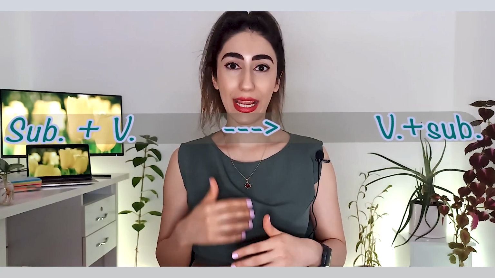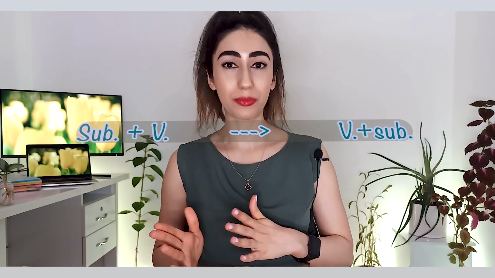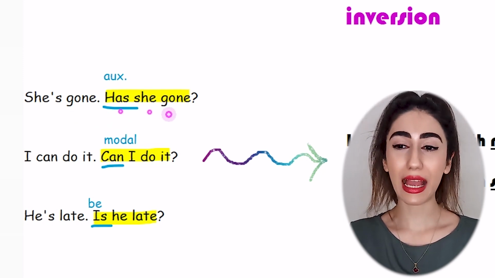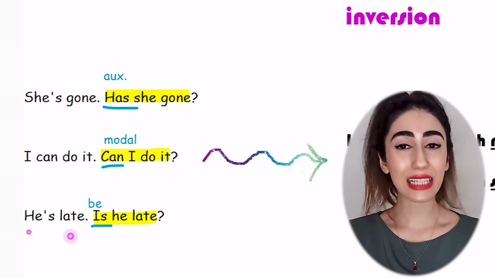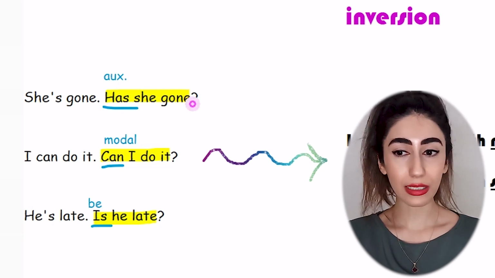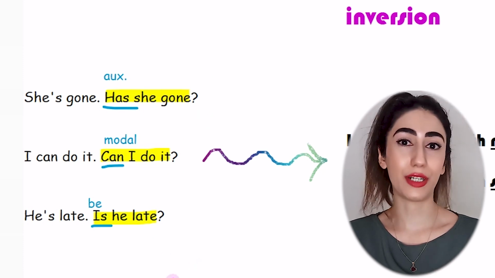So, what is inversion? It happens when you invert, or actually reverse, the order of subject and verb in your sentences. What do I mean by that? For starters, imagine yes or no questions. Look at these sentences. She's gone. The yes or no question form would be, has she gone? I can do it. Can I do it? He's late. Is he late? Imagine these sentences, but without a question form. That would be the structure of the inversion grammar.